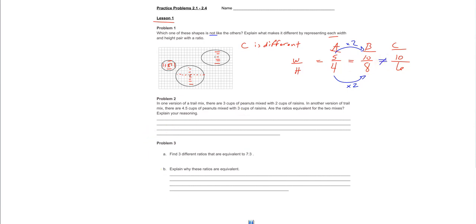All right, let's look at problem 2 here real quick. In one version of trail mix, there are 3 cups of peanuts. So we've got a ratio of 3 peanuts is to 2 cups of raisins.